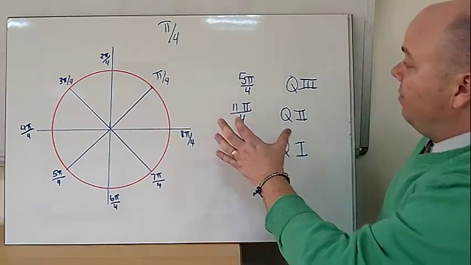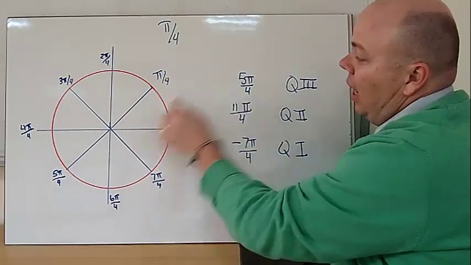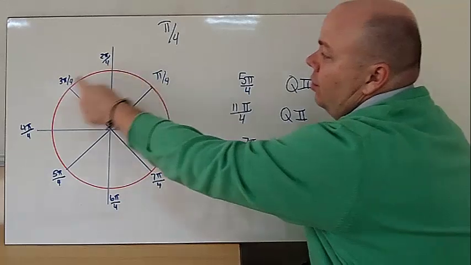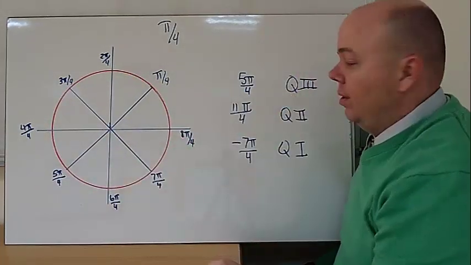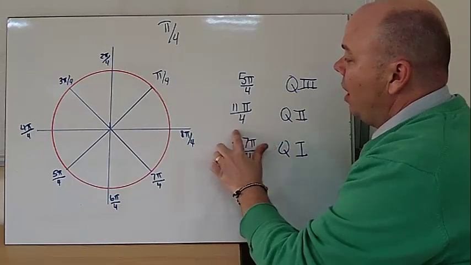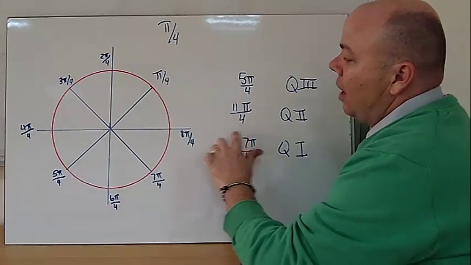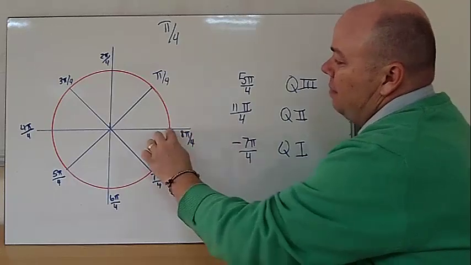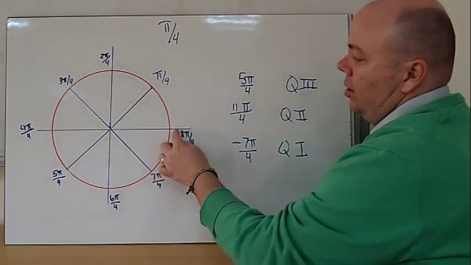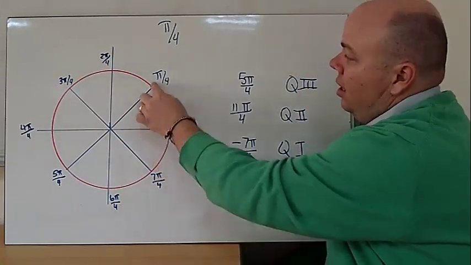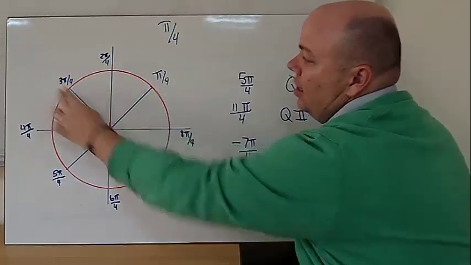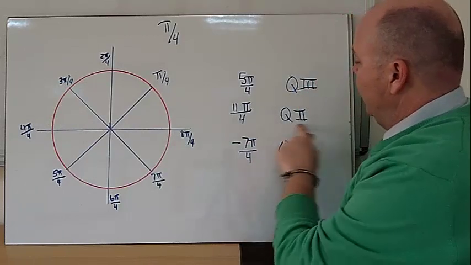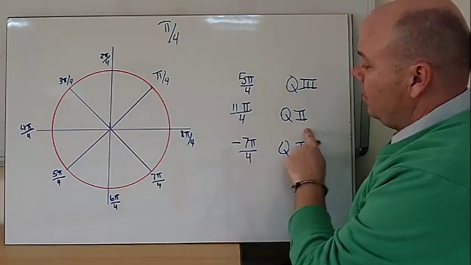Okay? So if I was trying to find out what 5 pi over 4 is, I would start with 0, 1, 2, 3, 4, 5. 5 pi over 4 is in the third quadrant. If I was doing 11 pi over 4, 8 pi over 4 is one complete revolution. So that's 8, 9, 10, 11. So 11 pi over 4 is exactly the same as 3 pi over 4, and that's in the second quadrant.